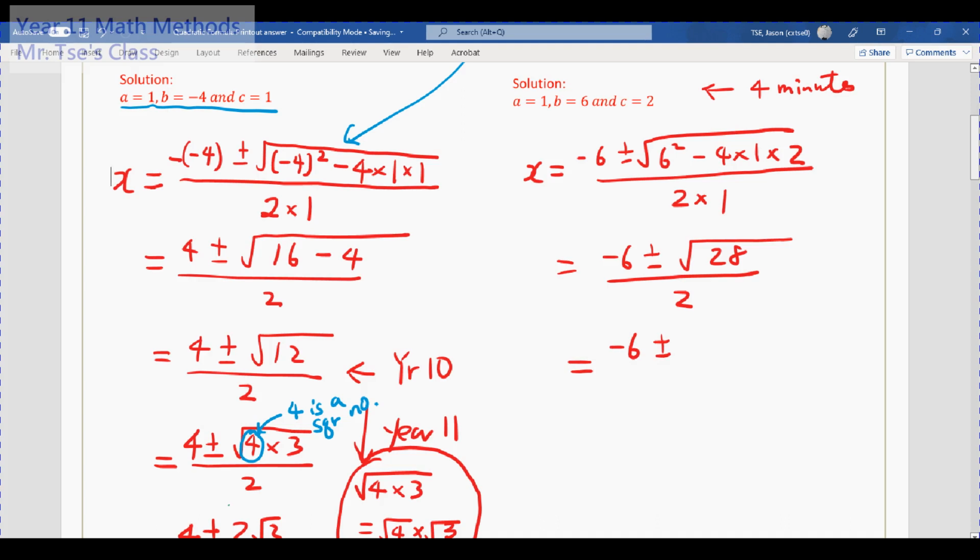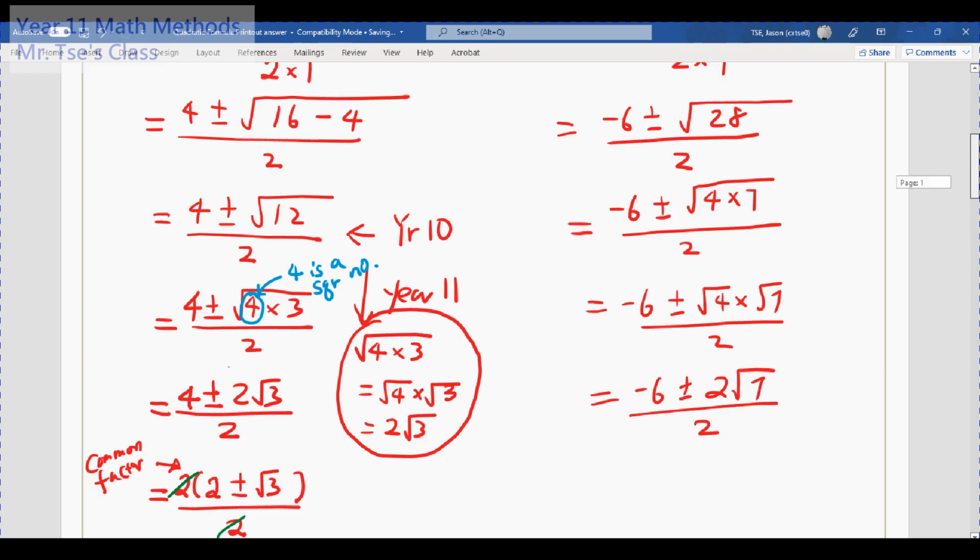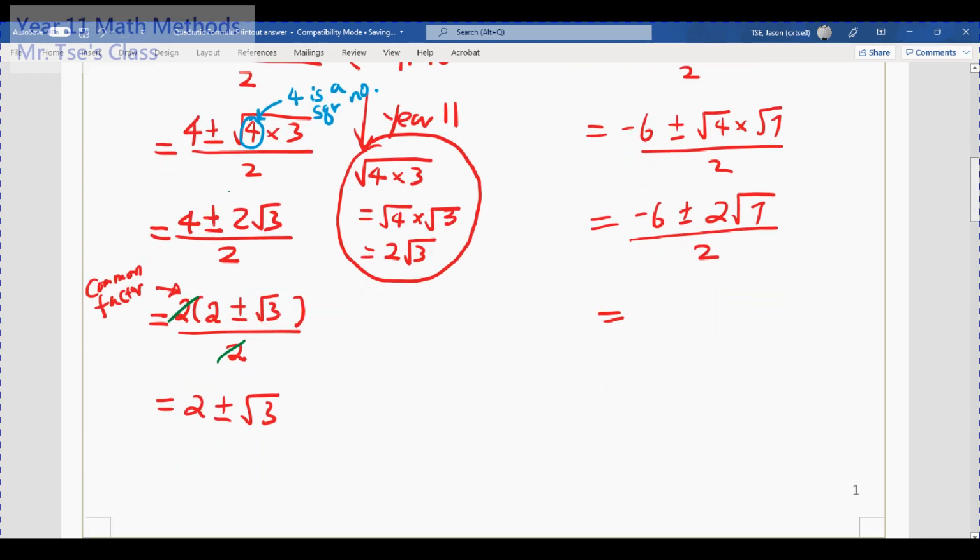You can see 28 can be decomposed into 4 times 7, and 4 again is a square number. Okay, and so you can have square root 4 times square root 7. So you will have 2 times square root 7 over 2. Right, so you see 2 and minus 6. Again, don't cancel out that 2 with the 2 in the denominator. 2 and minus 6 have a common factor of 2, so you take 2 out of it.